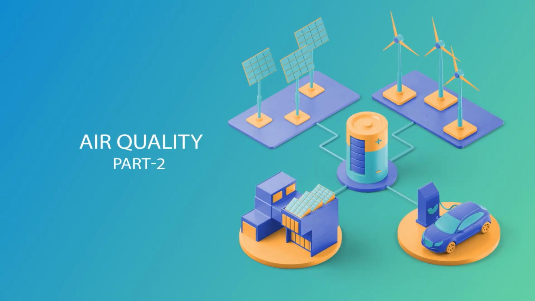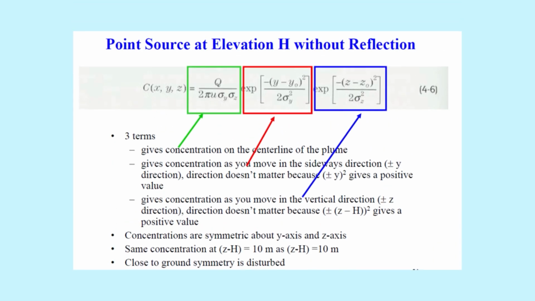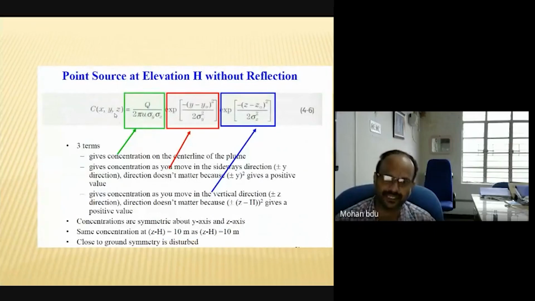So at a given point, you have the values. So this is the equation, and here the xyz, the C is the concentration at xyz, and the first formula is q by 2 pi, and u is the wind speed, and sigma is the standard deviation, that is a dispersion coefficient. I'll come to that later. And this equation gives the concentration at the center line of the plume.